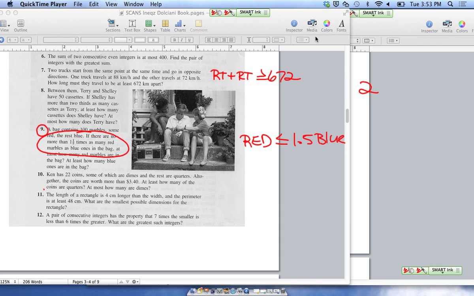And then finally, number 11, the length of a rectangle is 4 centimeters longer than the width. So your length, and we've been doing this all year, width plus 4. And then you're told that the perimeter is at least 48. So that means that the perimeter could actually be larger than that. So you're trying to find the dimensions for the rectangle, the smallest possible dimensions to give you a perimeter of 48.